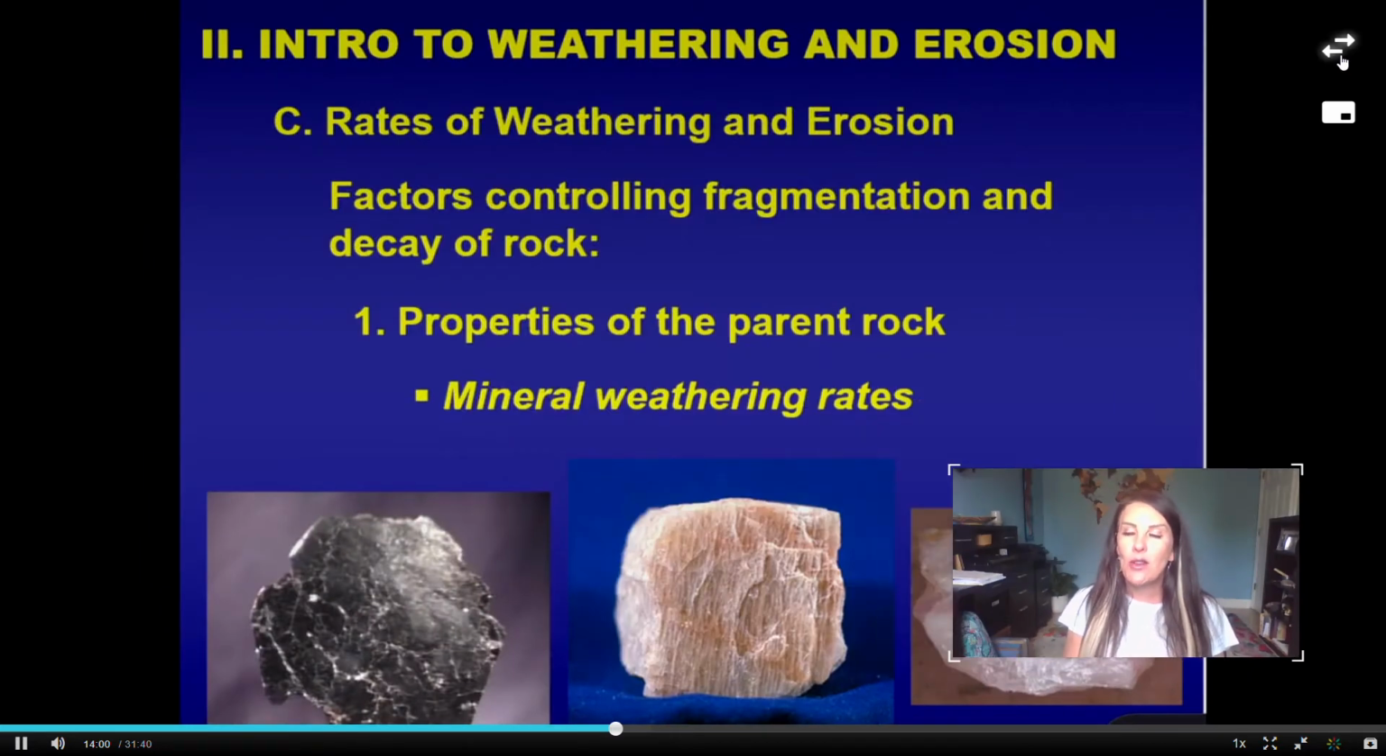So on the screen, what you see is three of our favorite minerals: biotite, feldspar in the center, and then a rose quartz. We already said that because of Bowen's reaction series, that piece of biotite will weather more quickly. So this is true for any other rock. You would just have to consider which is the weakest mineral within that, and that will erode first.